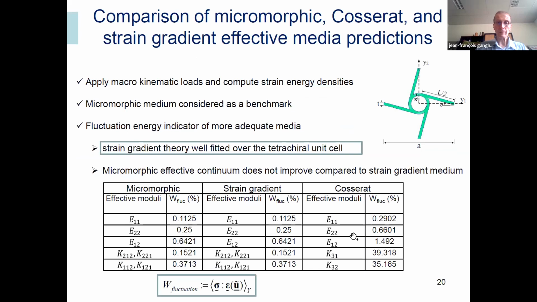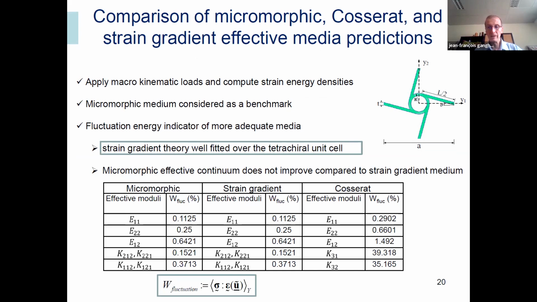Okay, so I will show you a comparison between different effective media, because one critical question still is, if we have a given microstructure, what is the most adequate continuum we should use? Should we use Cauchy? Is it enough to have Cauchy? Should we use the full micromorphic continuum? Or can we content ourselves with, for instance, strain gradient or Cosserat elasticity?